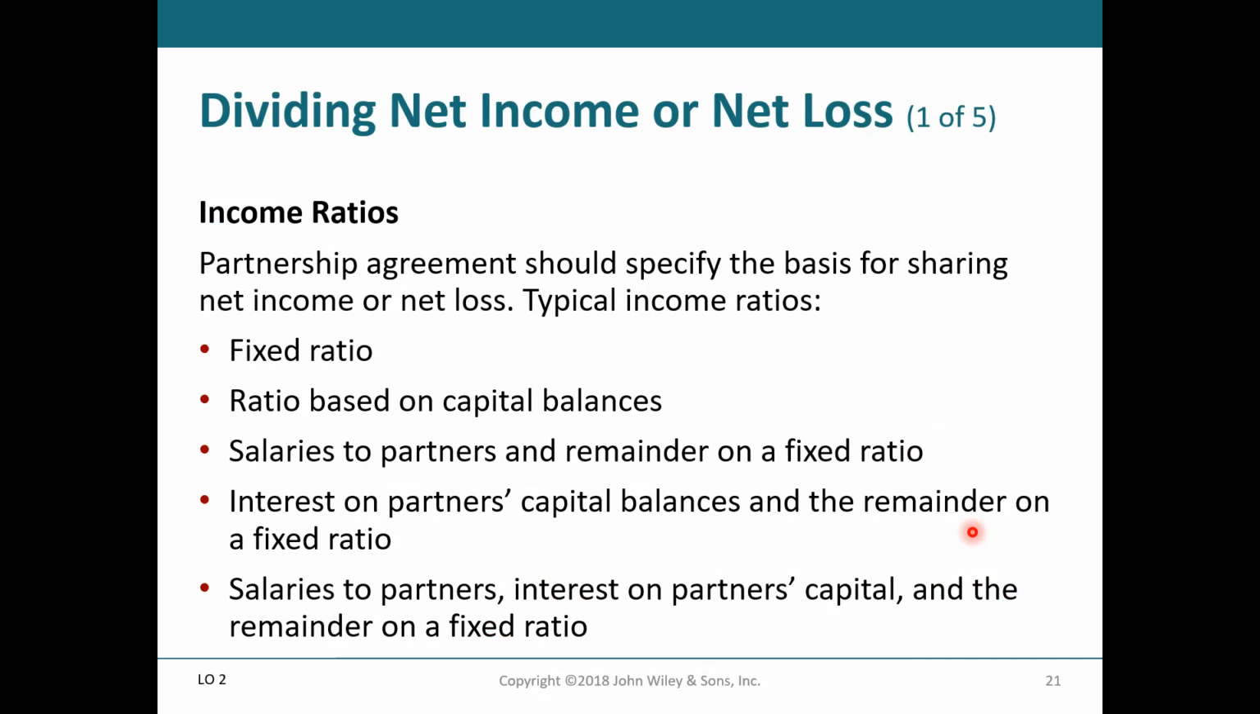So dividing net income or net loss. Income ratios: partnership agreements should specify the basis for sharing net income or net loss, typically income ratios. And so this is basically discussing the different ways you can break up the income in the company. They have a fixed ratio, a ratio based on capital balances, salaries to partners and then the remainder on a fixed ratio, interest on partners' capital balances and the remainder on a fixed ratio, or salaries to partners, interest on partners' capital, and the remainder on a fixed ratio.